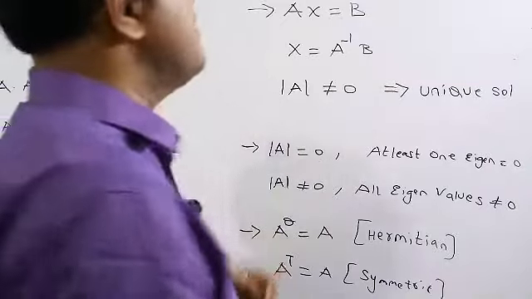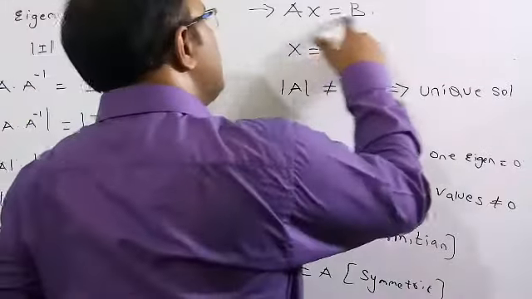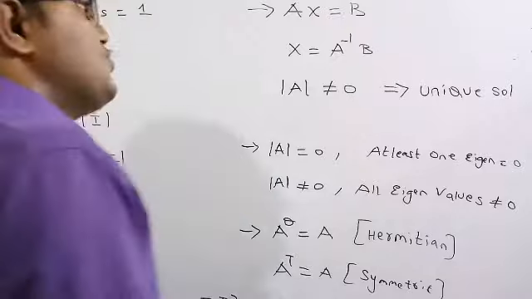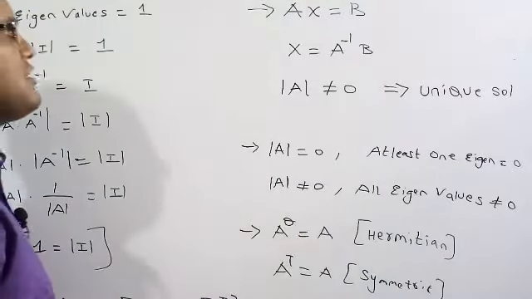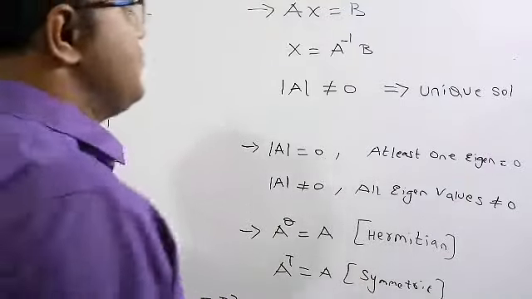Ax is equal to B. This is called a system of linear equations, which can be a homogeneous equation or a non-homogeneous equation.